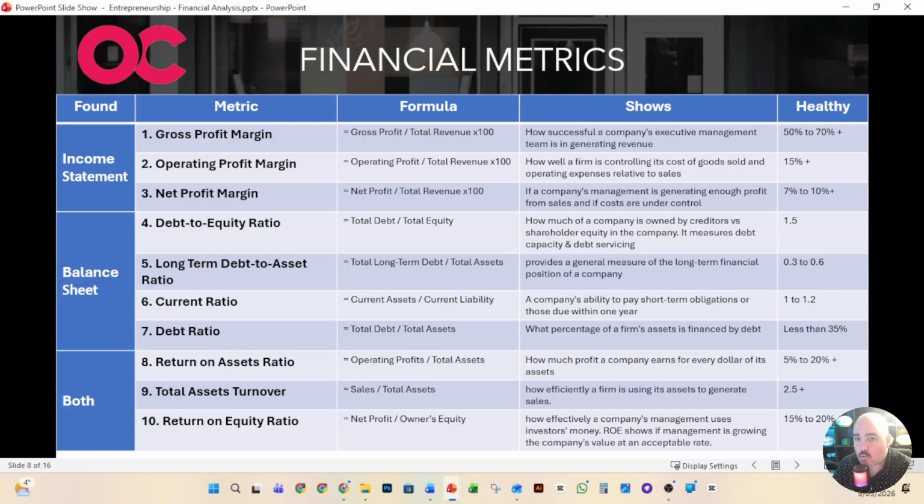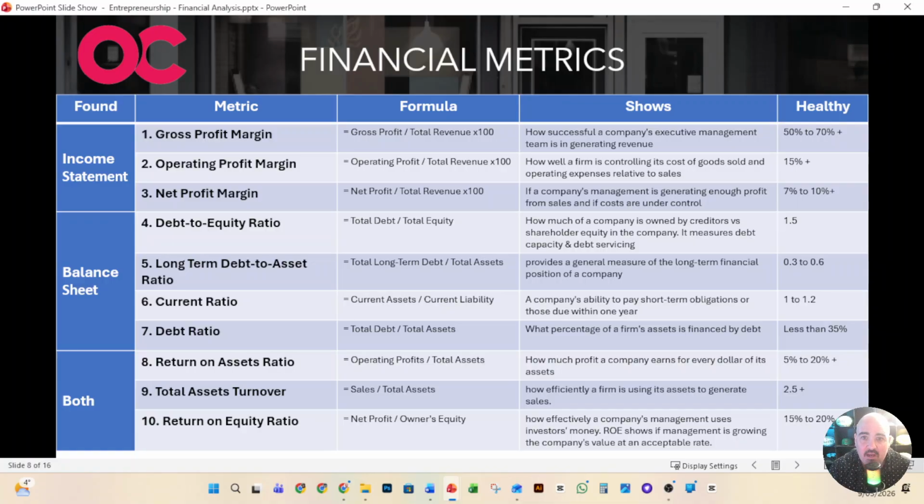But here we have a table that shows a number of different things: what the metric or ratio is, what the formula is to calculate it, what it actually shows, and what a healthy margin or ratio might be in that area. When we're looking at the income statement, we've got the gross profit, the operating profit, and the net profit margin. We talked about that a little bit in the last class, but these are all margins that are handy to look at just to see how we're doing in these areas.